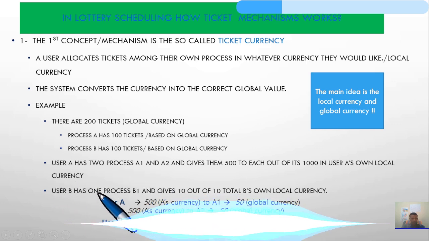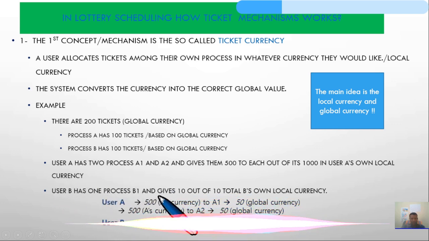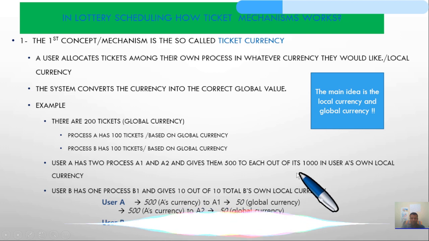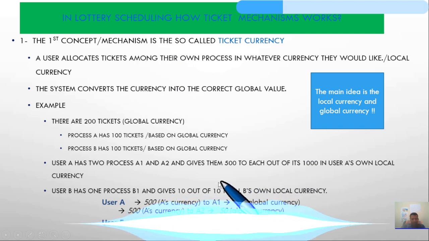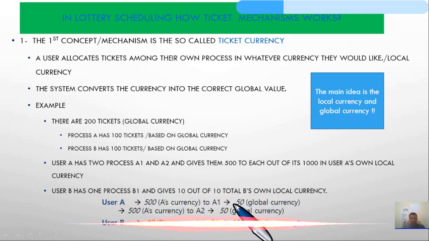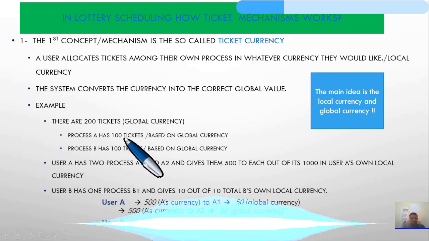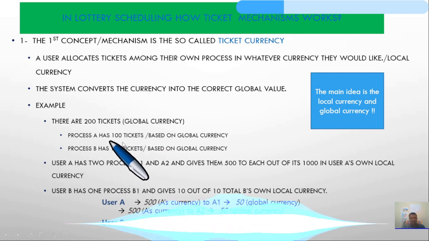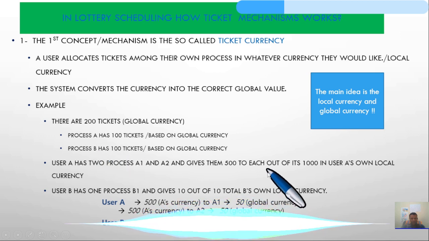Again, user B has only one process B1 and gives 10 out of 10 total of B's own local currency. So the system should change this local currency into global currency. So what it does is change user A's 500 A's currency to 50 global currency, because we have 100 tickets in global currency in process A.